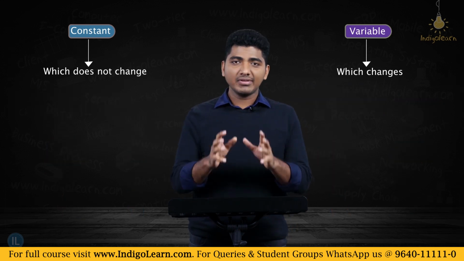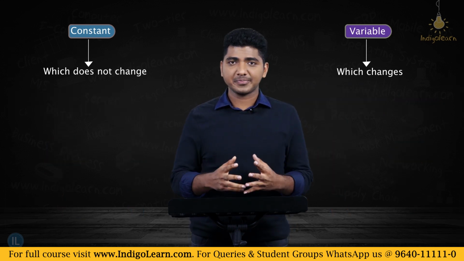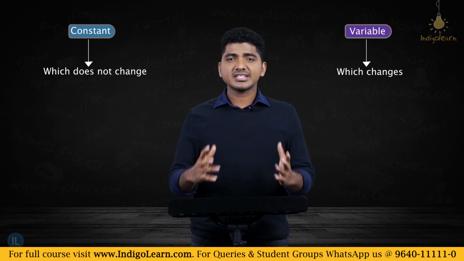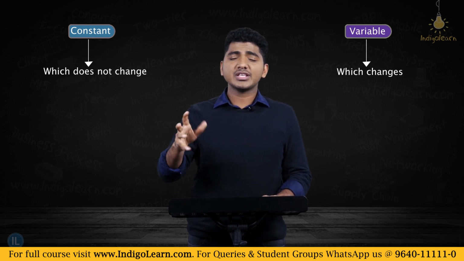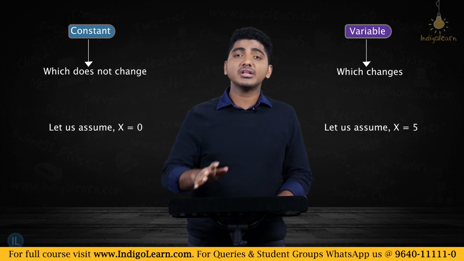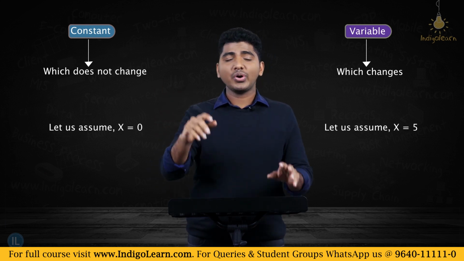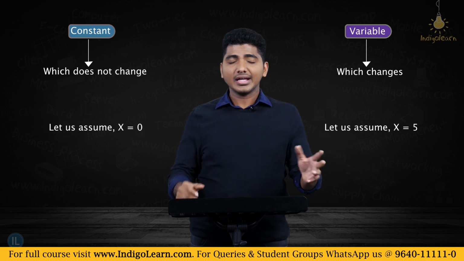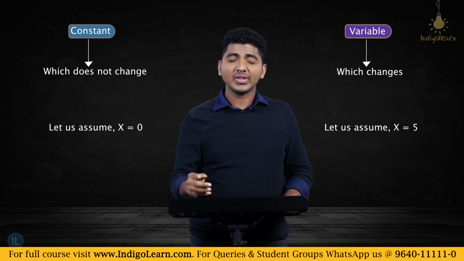So this understanding will help us to solve the sums. Because in certain sums, initially they will say, assume x is equal to 0. Then they will say x is equal to 5. Now you shouldn't be confused. How can x be 0 as well as x be 5? That is because x is a variable.